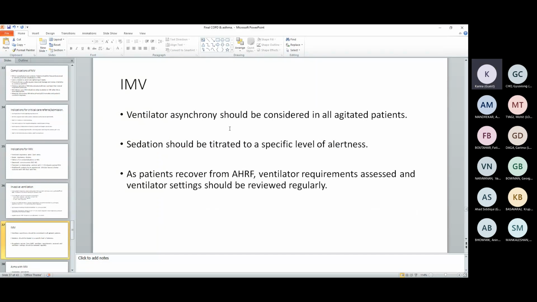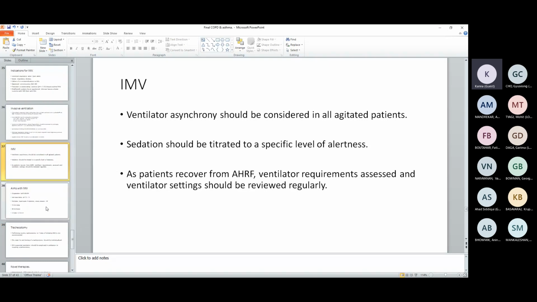So if the patient is agitated, we should consider ventilator asynchrony, and sedation may be helpful at that time. And if the patients recover from acute hypercapnic respiratory failure, the ventilator requirement should be reassessed and the ventilator settings should be reviewed regularly, because in some incidents, without reviewing the ventilator settings, the patient may get worse than the admission status because of the hyperinflation of the chest and the development of auto-PEEP.